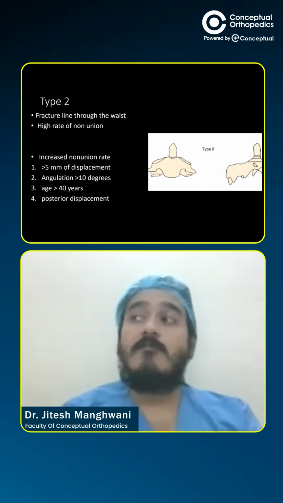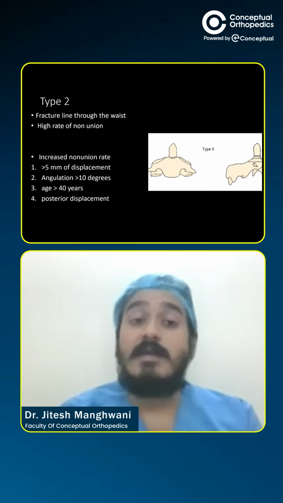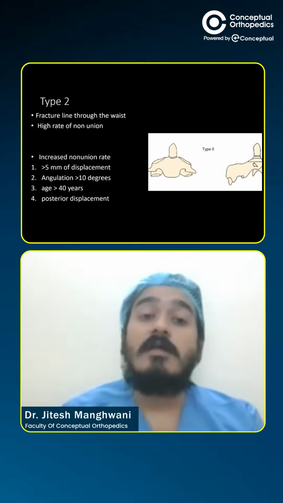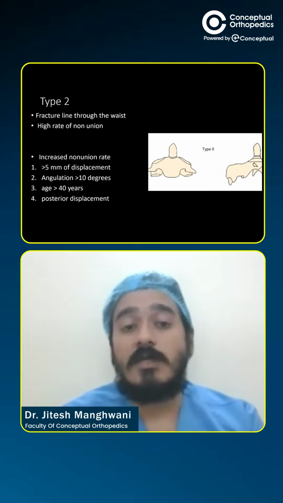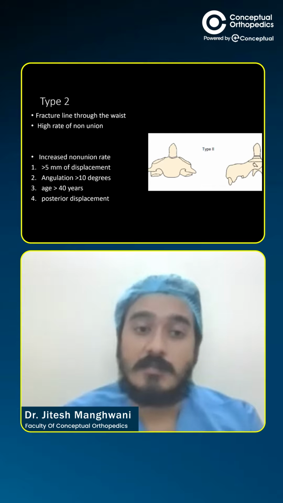So why and when does the non-union rate increase? The non-union rate increases whenever there is more than 5 millimeters of displacement, an angulation of more than 10 degrees, when the age of the patient is more than 40 years, and when there is a significant posterior displacement.